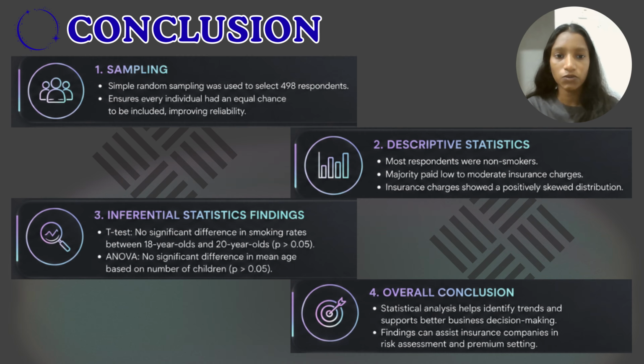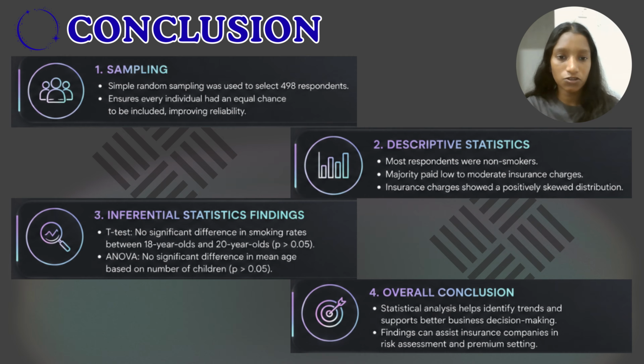Lastly, I would like to conclude our statistical analysis. First, a simple random sampling method was used to select 498 respondents, ensuring the sample was fair and reliable for analysis. From the descriptive statistics, we found that most respondents were non-smokers and the majority paid low to moderate insurance charges. The insurance charges also showed a positively skewed distribution, meaning only a small group paid very high premiums.